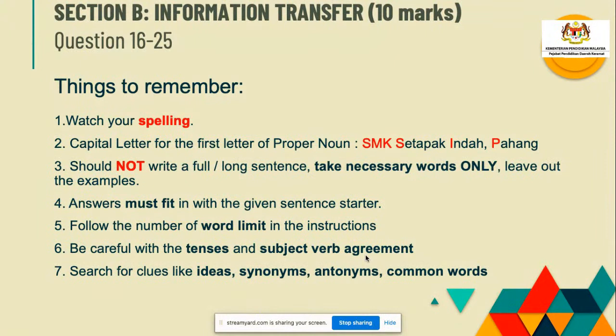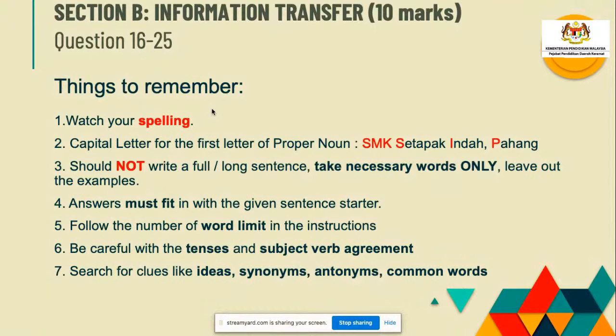Easy for you to score, because you are only needed to transfer the information. Even the title of the section itself, the name of the section itself is information transfer. Okay, all you need to do is to transfer the information. Okay, so for this section it is allocated as 10 marks. Okay, questions 16 to 25. Okay, there are a few things that you need to remember when you want to answer this section. Okay, number one, mandatory spelling. Okay, spelling is mandatory. Maksudnya spelling tu mesti betul. Sebabnya the text is there. Awak diberi satu text. You are given a text. You are given a passage.